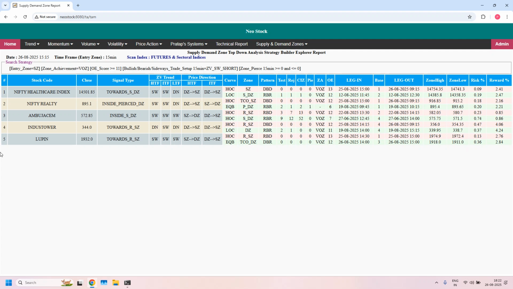Let's filter. We got 5 stocks supporting sideways short trade setup for daily income trade. Entry time frame zones are 15 minute supply zones.